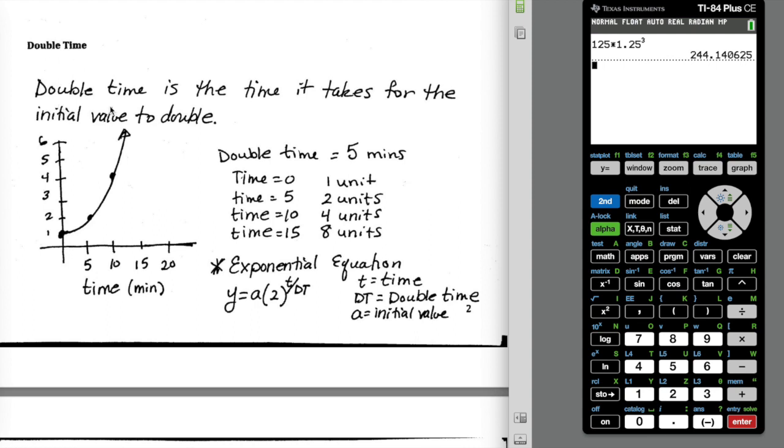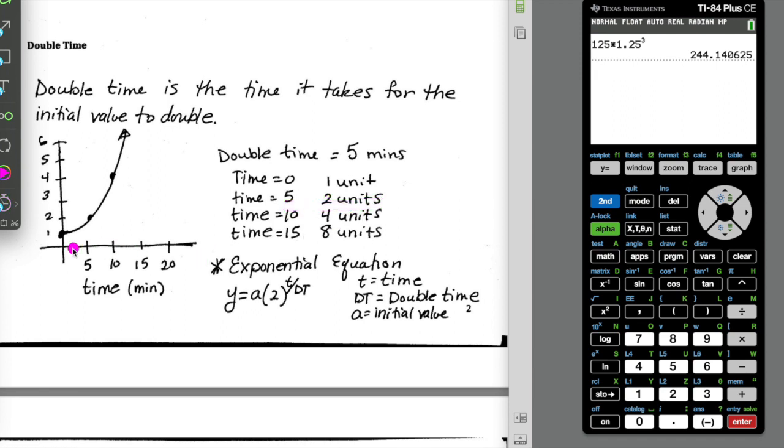Now, when someone talks about double time, that means it's the time that it takes for the initial value to double. So in this example here, I just made up an example where I have time in minutes down here. I have 5 minutes, 10 minutes, 15 minutes, and 20 minutes. And then along the side here, I start at 1. That's my initial value because that's where it crosses the y-axis. And then I go up by units of 1 here. So at time equals 0, I'm starting at 1 unit. That's right here. In 5 minutes, I have 2 units.